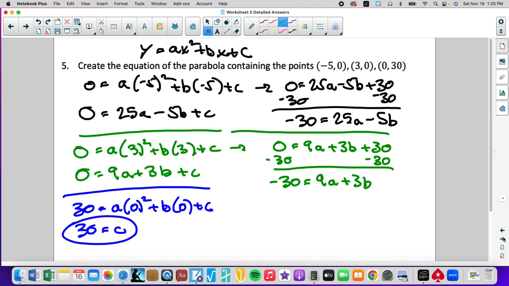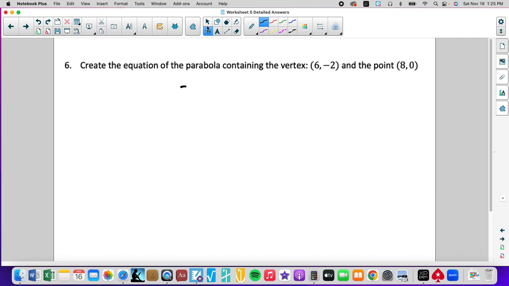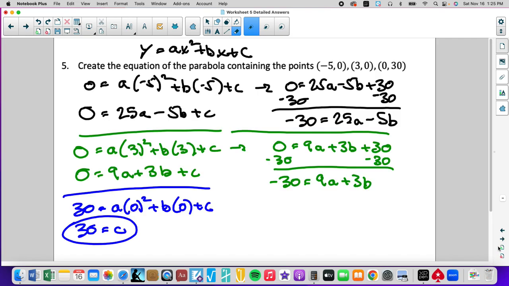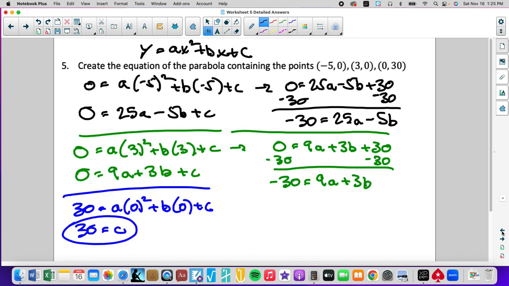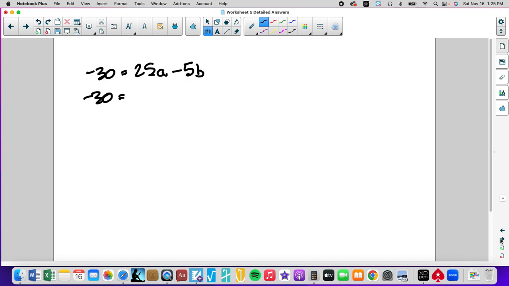Let's take those two equations. Instead of cutting and pasting and erasing, sorry, nope. I need a new page. -30 equals 25a minus 5b, and -30 equals 9a plus 3b. Yeah, I still like getting rid of the b's first.